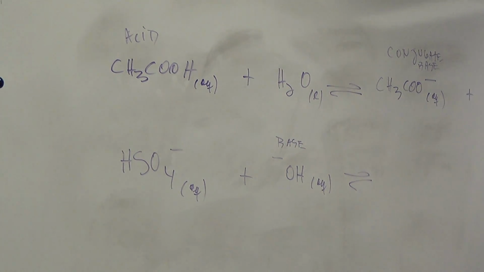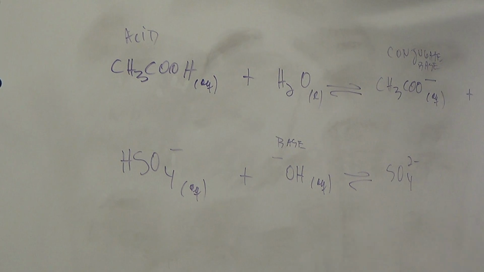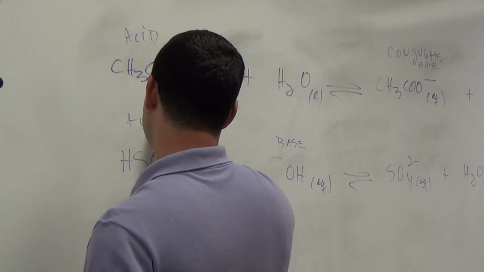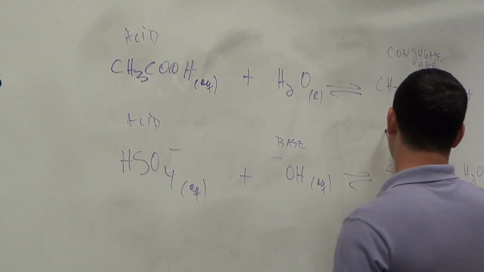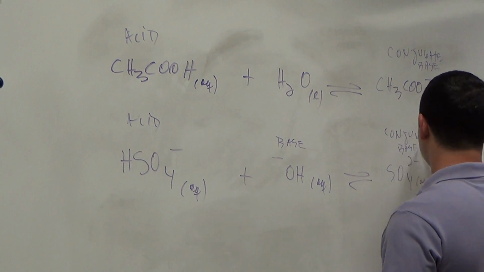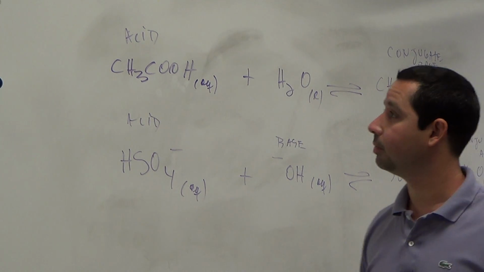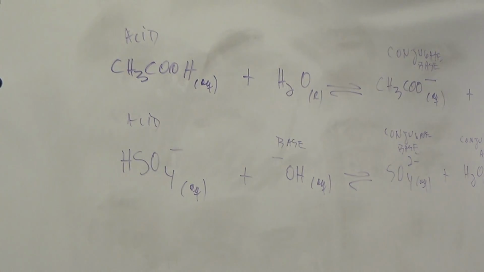And what is that going to give you? The base is going to give SO4 with a 2 minus, yes? Plus H2O. This is liquid. This is aqueous. This is the acid. And what is this? The conjugate base. And this is the conjugate acid. Write the equilibrium for HF in water.